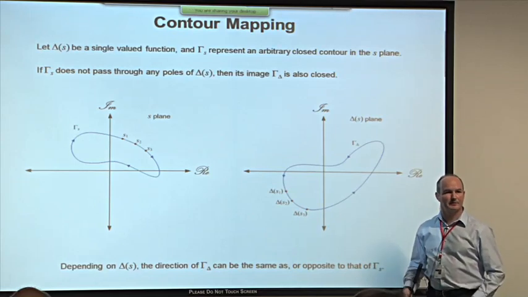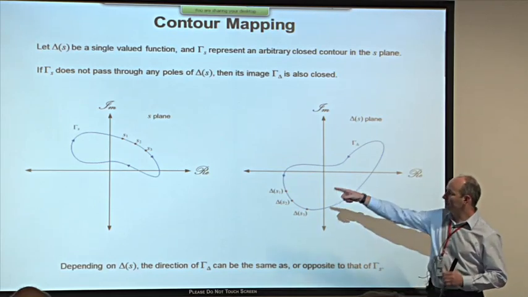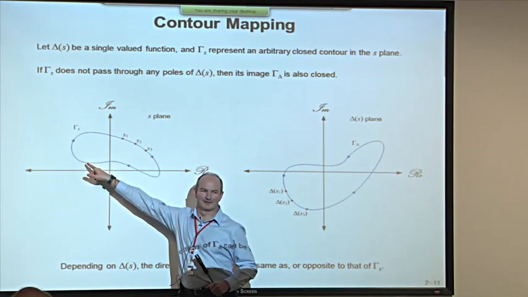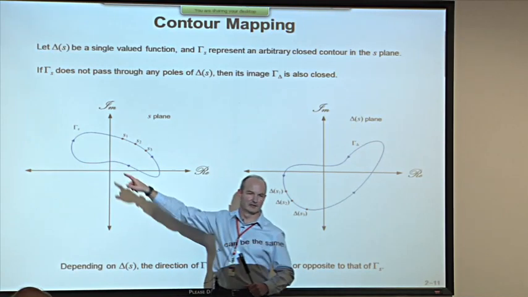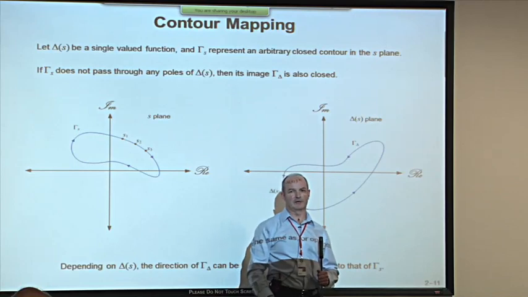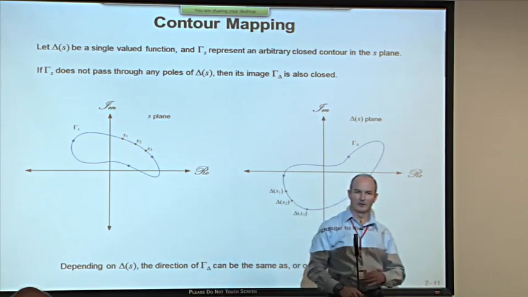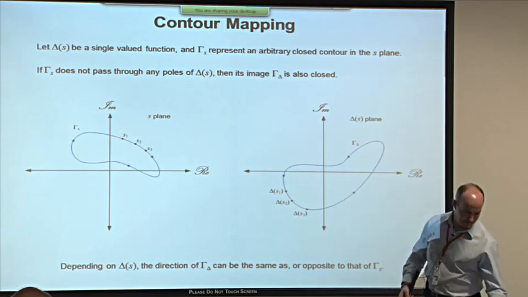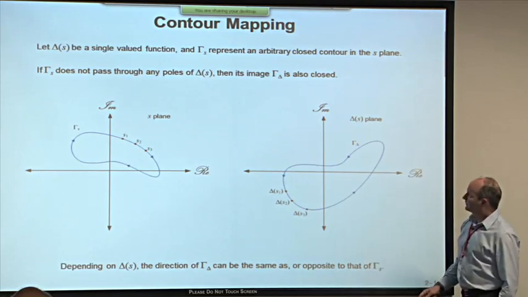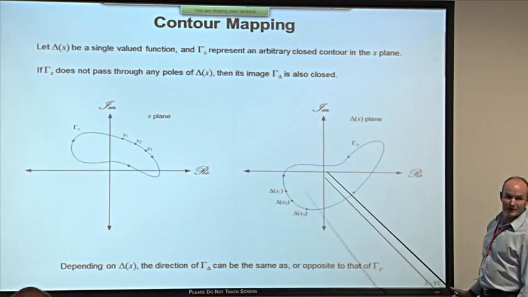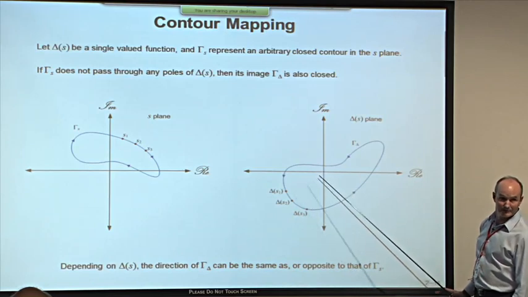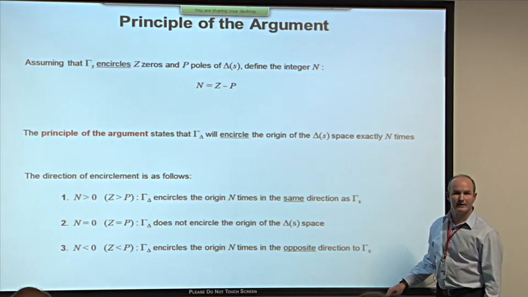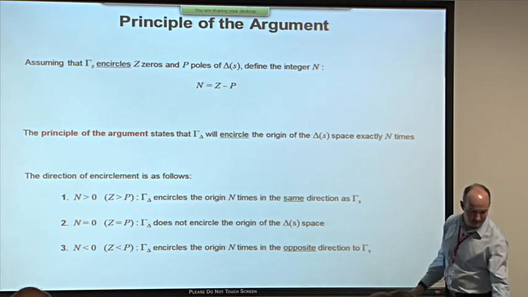So let's say something about it. How many poles and zeros are in here? Not exactly. We don't know. We have absolutely no idea. We only know a little bit about the difference between the two numbers. So let's look at it. First of all, are we encircling the origin? Yeah, we are, right? We've encircled the origin. So clearly, we're in case 1 or case 3. Well, which one are we in? It depends on the direction.